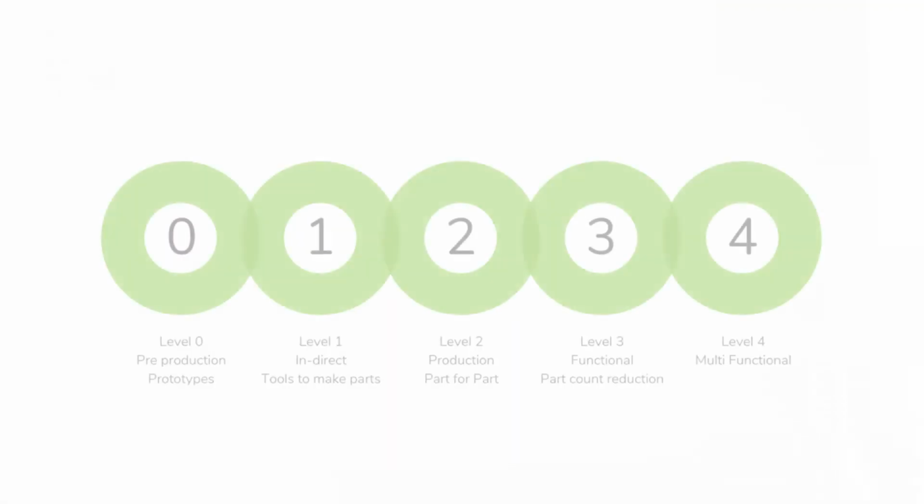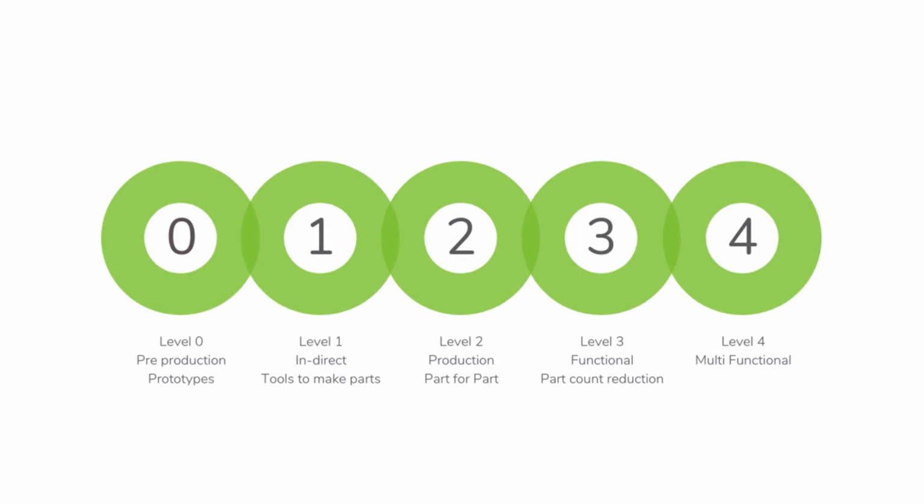If you go to level 1, that's the indirect application. So that's when you print tools to make parts. The thing that you print is not the final product. Examples of this are when you print jigs and fixtures, you print tools, tooling inserts, you print wax patterns. So what you print, you only use to manufacture other things.